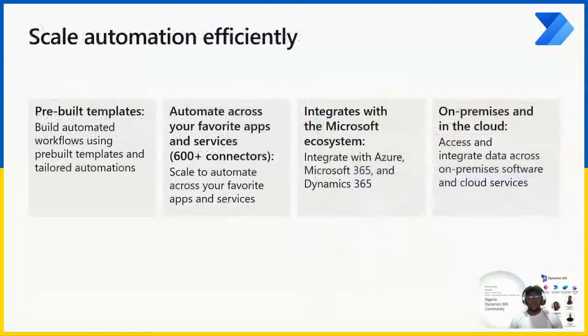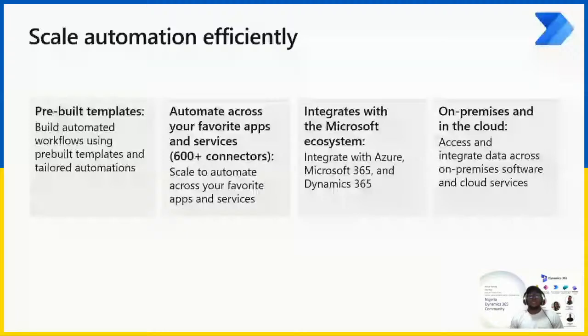Okay, remember we said connectors are the bridge that allows us to reach our data and also issue commands to our data sources, meaning we can perform actions via the connectors. Now, these connectors, Microsoft has made available over 600 of them to your favorite apps and services. So you can also include them in your automation process so as to scale and automate across your favorite apps and services.